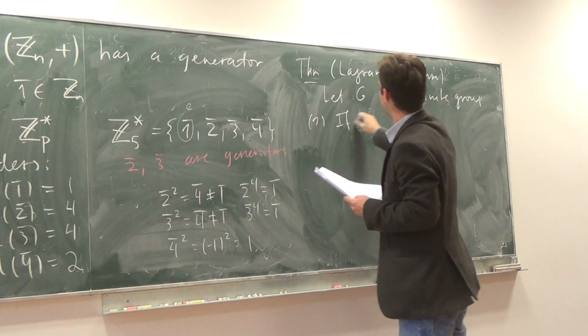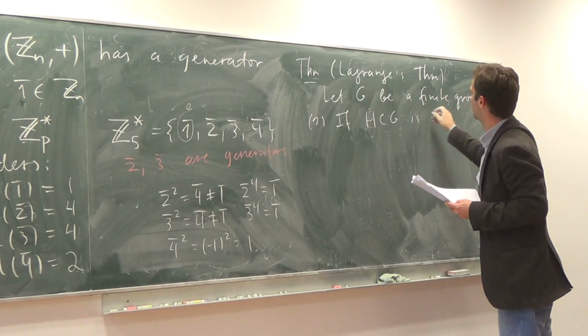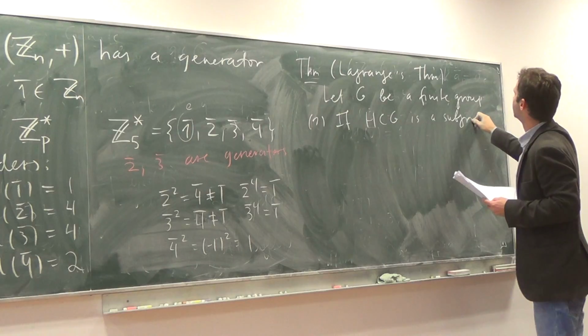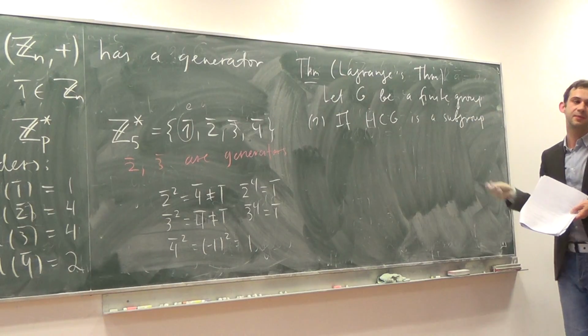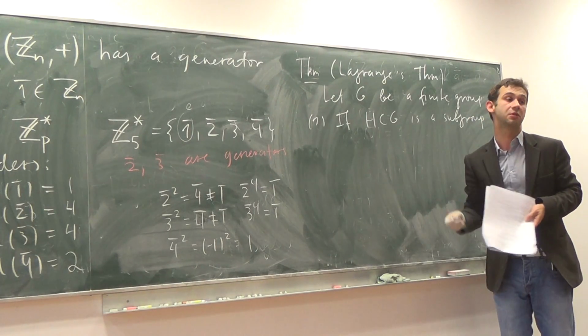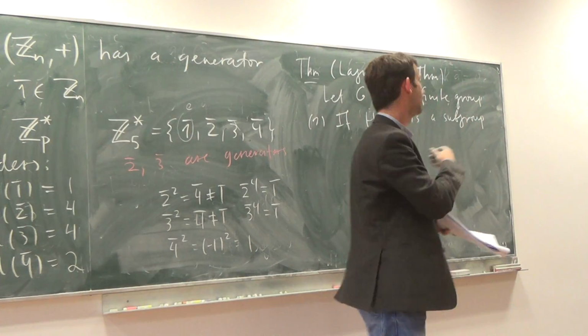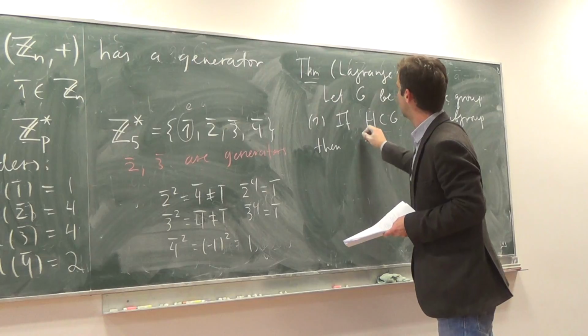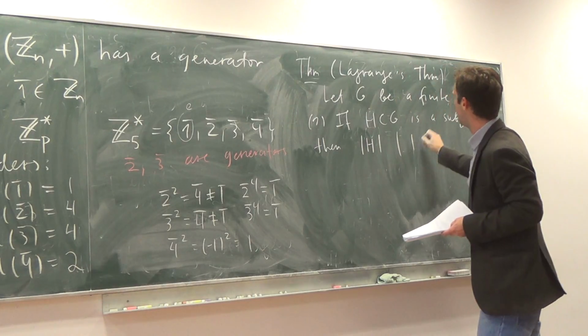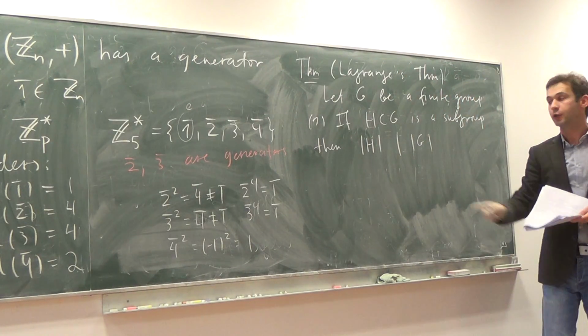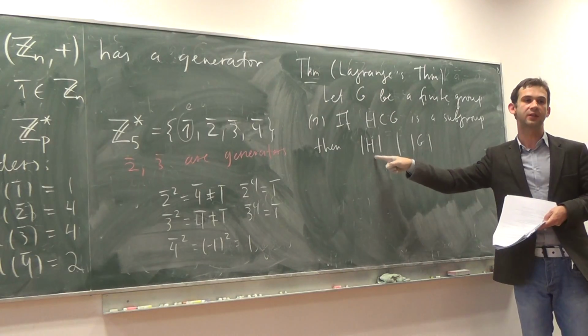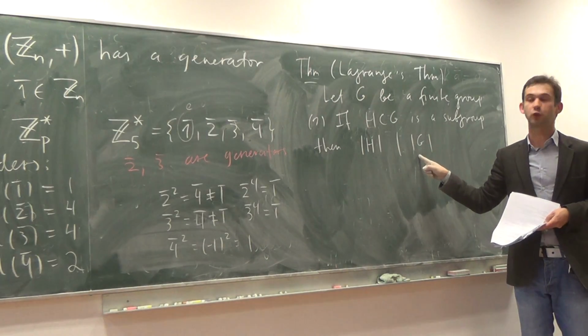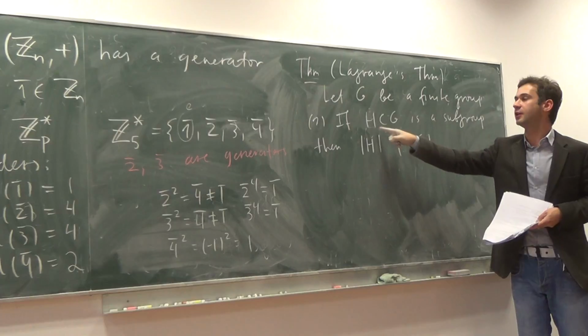So if H is a subgroup, so I didn't define what a subgroup is. It's a subset which is stable under the operation. I explained this in the notes in some detail. If H is a subgroup, then order of H divides the order of G. So two integers and one must divide the other. It couldn't be like 13 and 2.